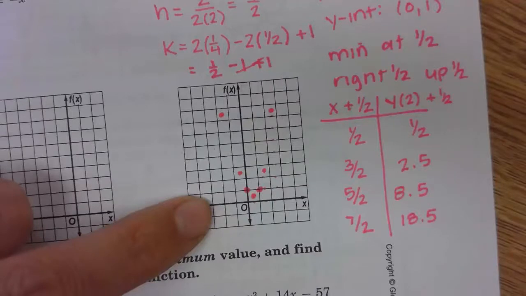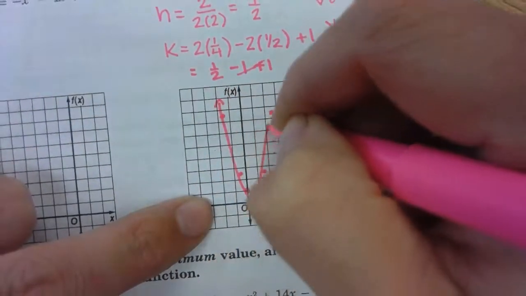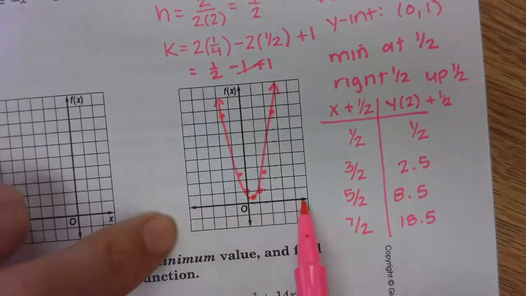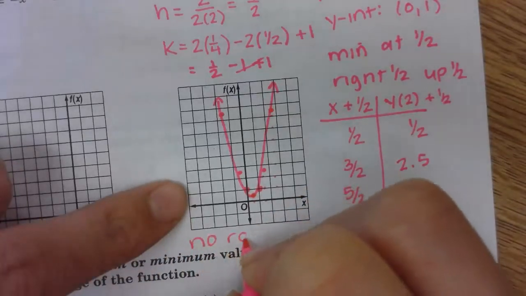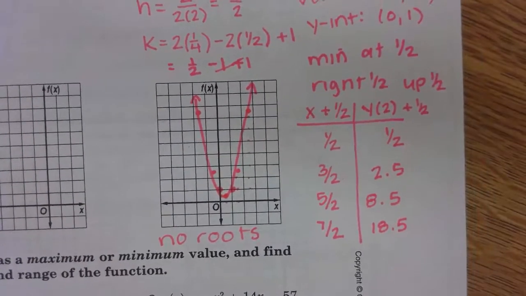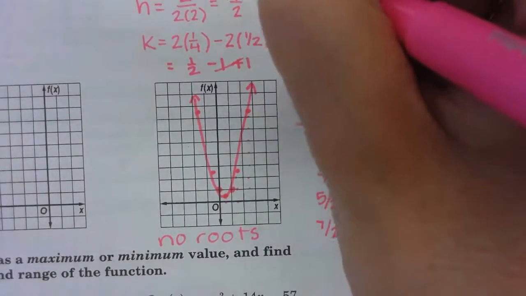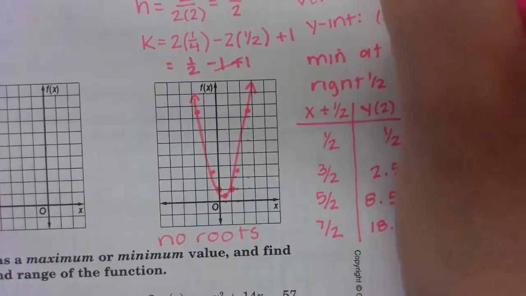Okay, so again, you're just plotting those points. What I want you to notice is that this graph never crosses the x-axis. Therefore, this graph has no roots. The domain is all reals, and the range is 1/2 to infinity.